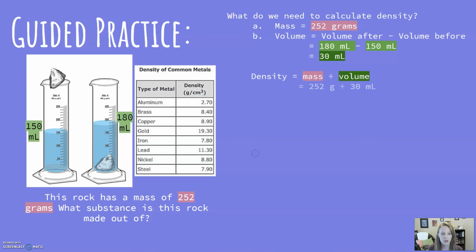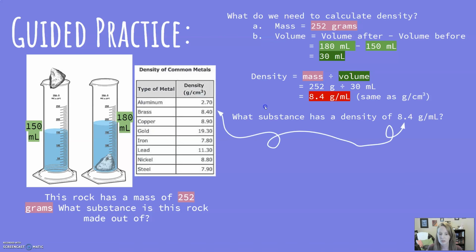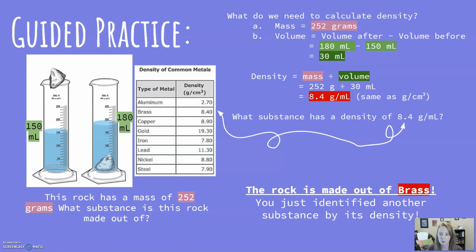So now we have our mass, now we have our volume, we can plug it into our density formula. 252 grams divided by 30 milliliters. That gives us a density of 8.4 grams per milliliter. Now, in this chart, you can see that the density is in the unit of grams per centimeters cubed. That's not a big deal because they are exactly the same. So what substance has a density of 8.4 grams per milliliter? It is brass. So this rock is made out of brass.